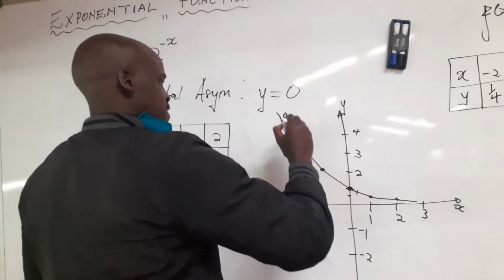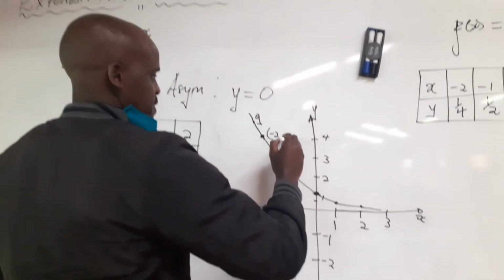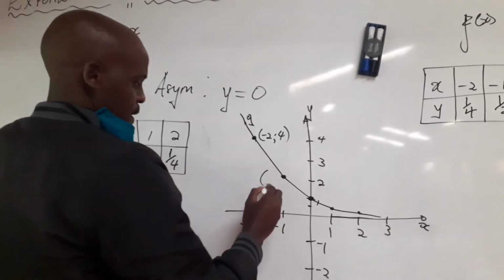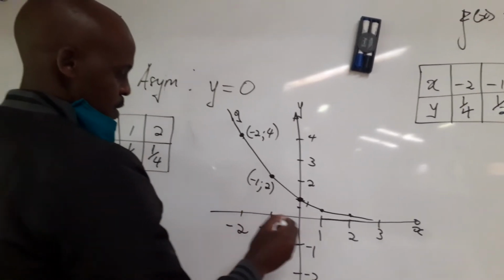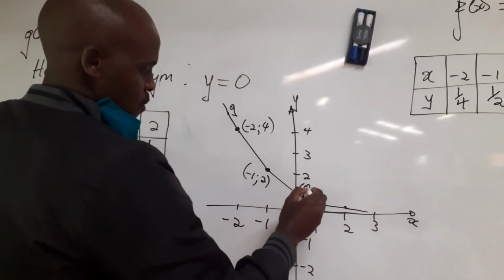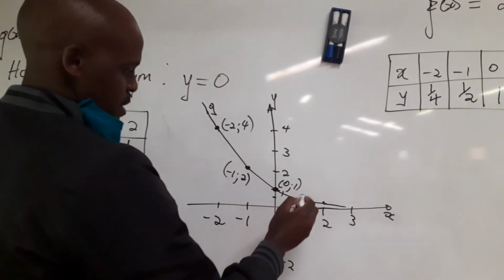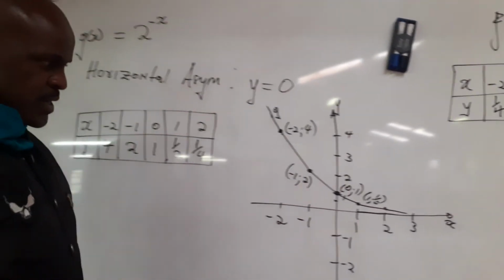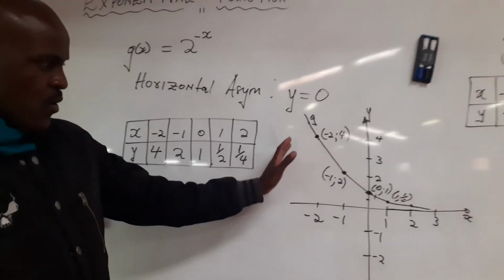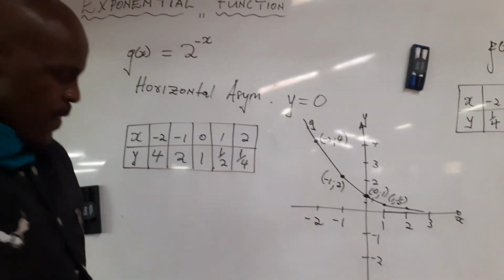This is the function of g. Negative 2 is to 4. Negative 1 is to 2. Our y-intercept, 0 is to 1. 1 is to 1 over 2, and so on. Right. That's how our graph will be looking like.